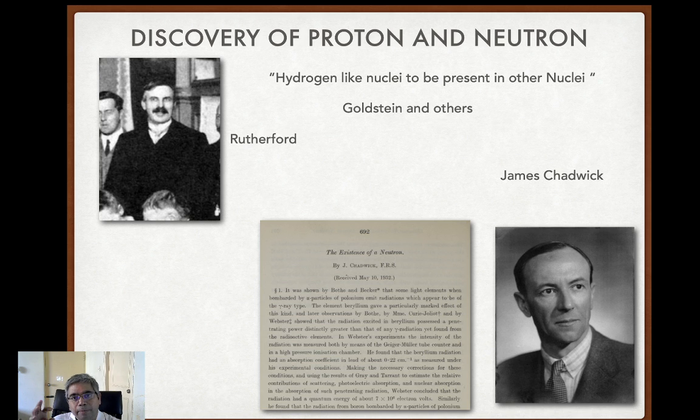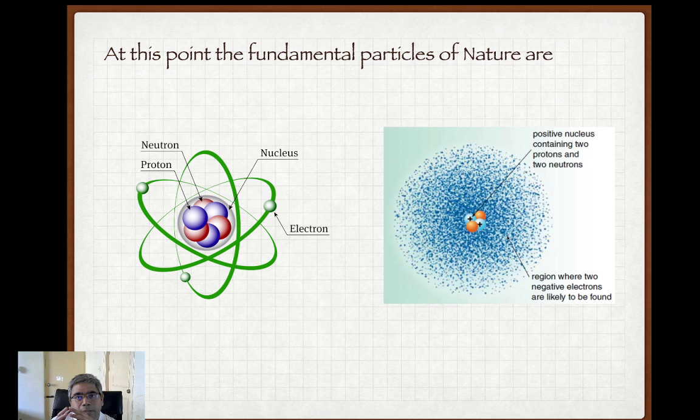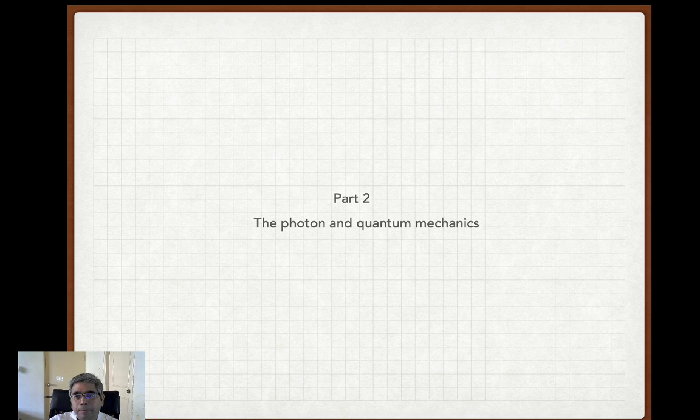Putting together the proton, neutron, and now the electron, we have the structure of the atom in this fashion: a central nucleus which contains neutrons and protons, and then an electron cloud around it, which keeps moving around. So at this particular point, the fundamental particles of nature are just electrons, protons, and neutrons. I'll stop here and continue with the next slides essentially.